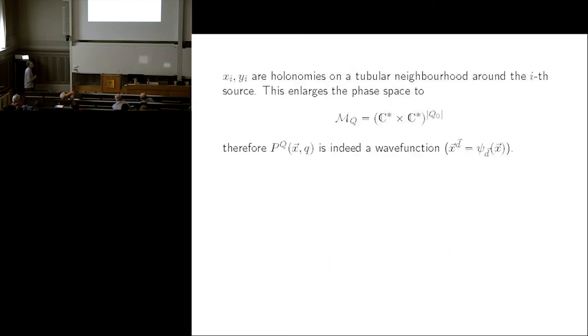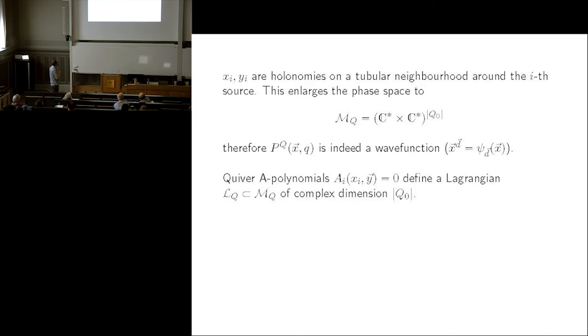As I just said, x_i and y_i are holonomies on some tubular neighborhoods around these sources, and so we're now studying Chern-Simons or flat connections on a solid torus with many boundaries. That means we have an enlarged phase space with C-star cross C-star to the number of nodes. And this justifies the statement, the semi-classical limit that we took before. You can think of the quiver partition function as a wave function on the quantization of this larger phase space.